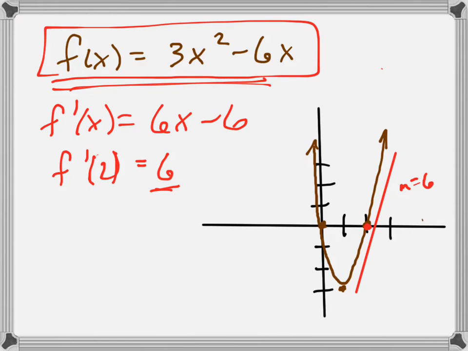How about at the point, I'm going to change colors, how about at the point 3, which is going to be way up here, right? What's the slope of that tangent line? Well, now what's the tangent line look like? Do you think its slope's going to be bigger or smaller? Is it steeper or less steep up there? Oh, it's steeper.